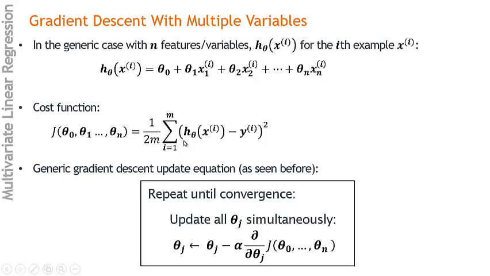form. It was the sum over all rows in the data table of the prediction minus the actual value squared, and then divide by 1 over 2m. So it's actually 1/2 the average squared error.